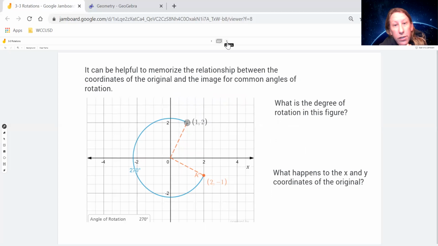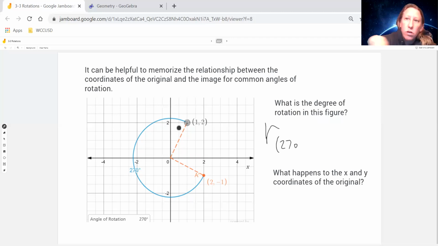Ooh, this one's fun. So another thing we can do is rotate it 270 degrees. So we got a 90, we got a 180, we got a 270. What happens if we rotate it 360? Okay, so this one, the notation would be lowercase r, 270 degrees.